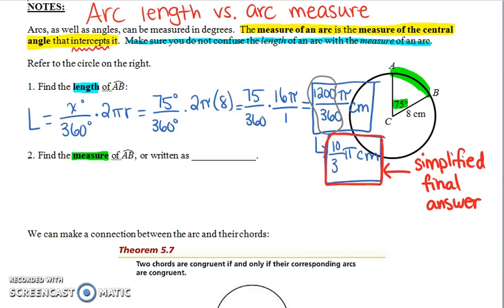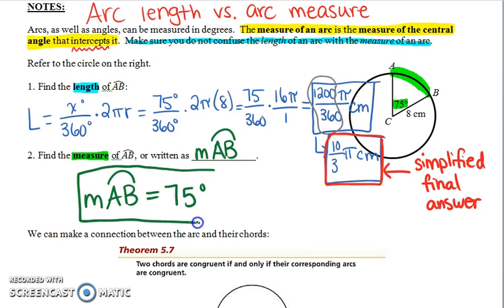There is a little notational thing that I want you to write in this blank. When it says find the measure of arc AB, the notation for the measure of the arc would be written like this: measure, little m, and then AB with the arc symbol above it. So this one's pretty straightforward. If I want to know the measure of arc AB, I'm going to say the measure of arc AB equals 75 degrees. And we're done.